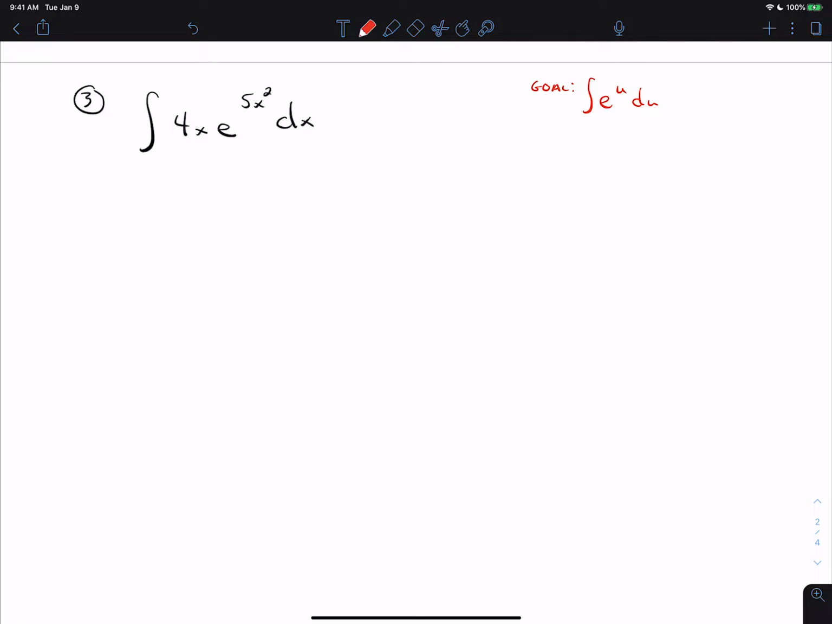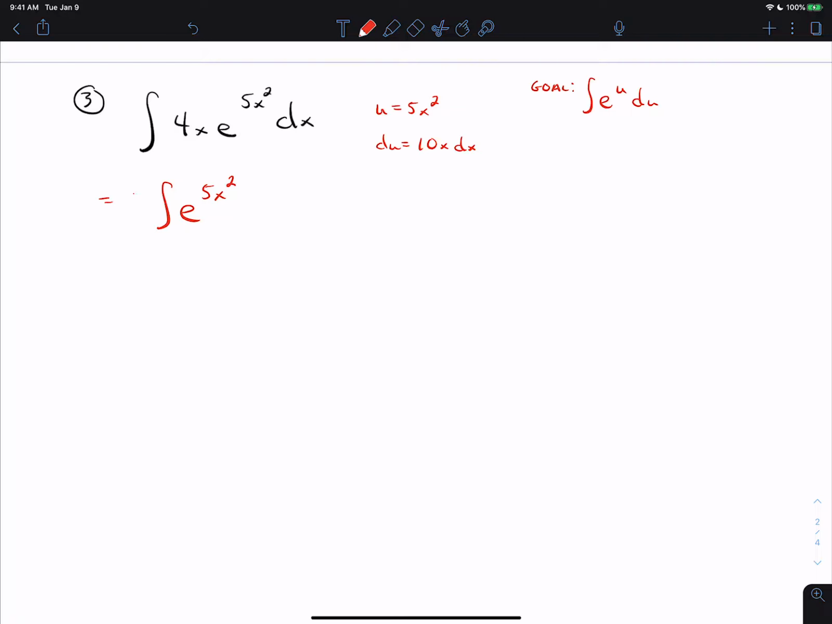We're thinking we should try to match the form e to the u du more or less just because it resembles that. If we let u equal 5x squared, then the part that we have as the exponential, the e to the 5x squared, is obviously e to the u. In that case, then du is 10x dx. So our goal is to get e to the u du. We're going to follow the similar process to what we did before. We're going to put the e to the 5x squared at the beginning of the integral. That gets the e to the u at the beginning that we want.